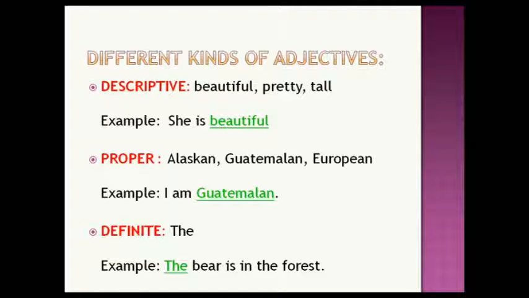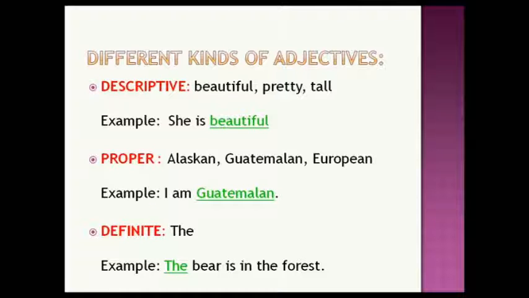In this case we have proper adjectives. The proper adjectives mention the nationality of the person, or some object. If you look at this picture, I have some examples of them. We have Alaskan, Guatemalan, European. We have, for example, American, English. So in this case, they show the nationality of the person. I tell you that adjectives have the function to describe nationality too.